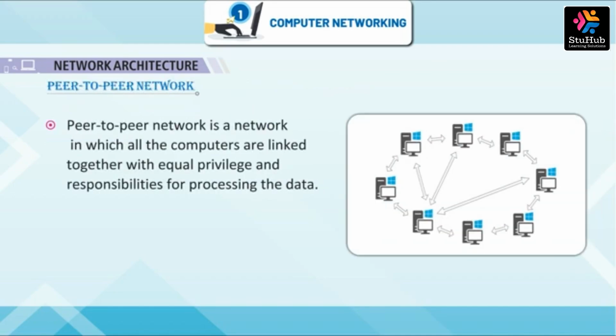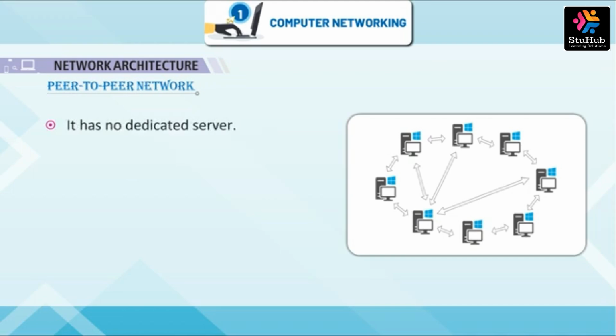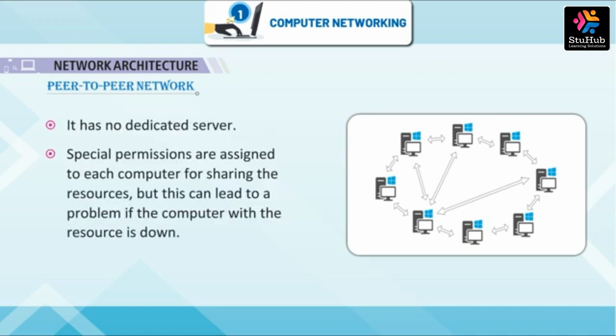Peer-to-peer network is a network in which all the computers are linked together with equal privilege and responsibilities for processing the data. This network is useful for small environments, usually up to 10 computers. It has no dedicated server. Special permissions are assigned to each computer for sharing the resources, but this can lead to a problem if the computer with the resource is down.